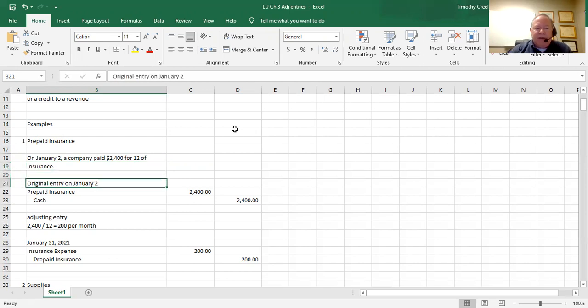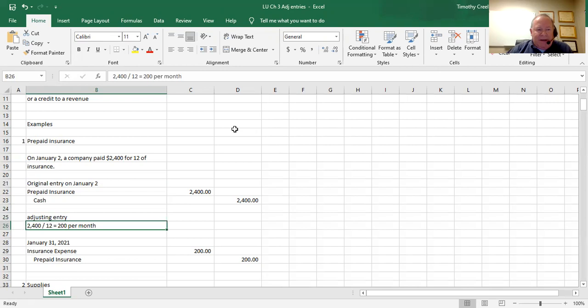So our original entry on January 2nd, whenever we prepay the insurance, would be we would debit an account called prepaid insurance for 2,400, and we would credit cash for 2,400. So we paid 12 months of insurance in advance on January 2nd for the entire year. So what would be our adjusting entry?